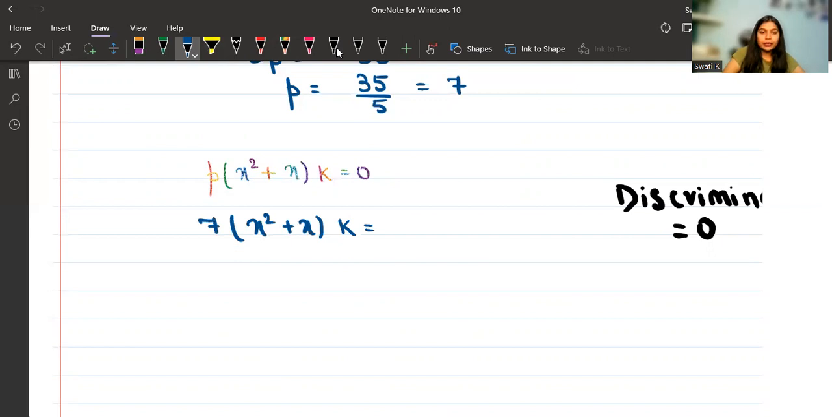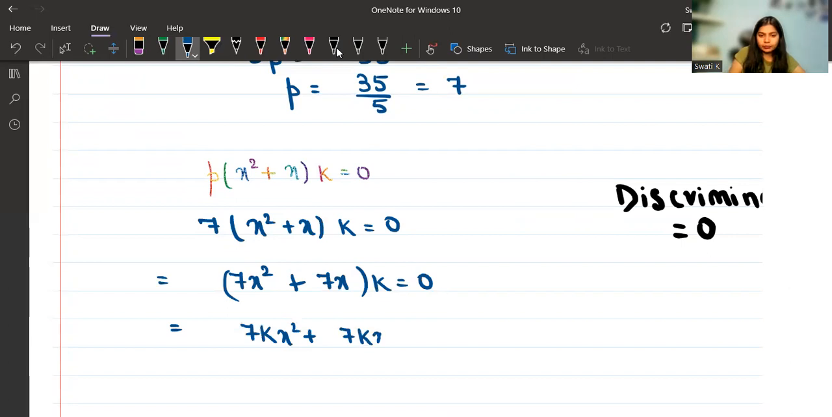equals 0. Now this we can of course write down as 7 into x square, 7x square, and then plus 7 into x as 7x. And then of course we have k also, right? So this we can write down as 7kx square plus 7kx equals 0. This is what we have got.